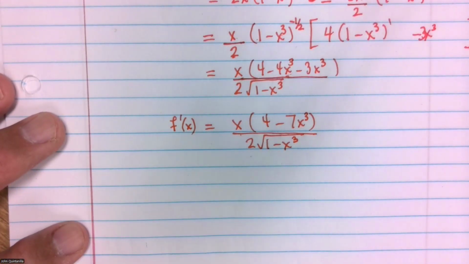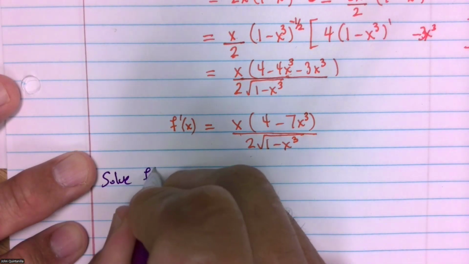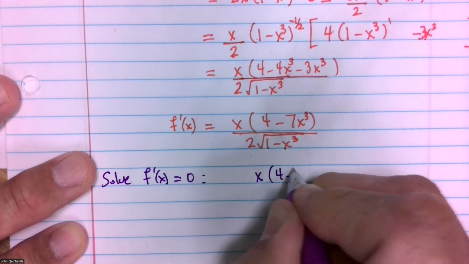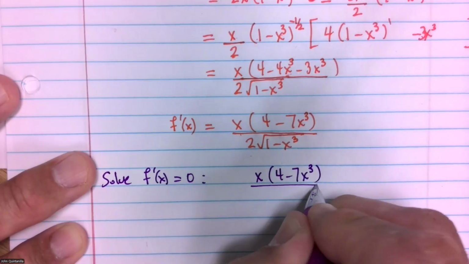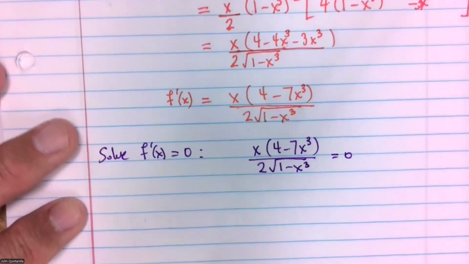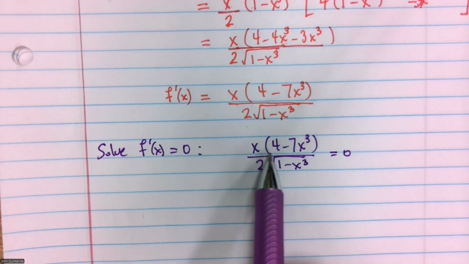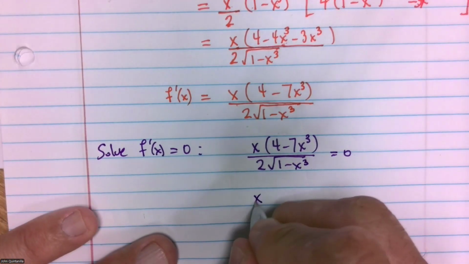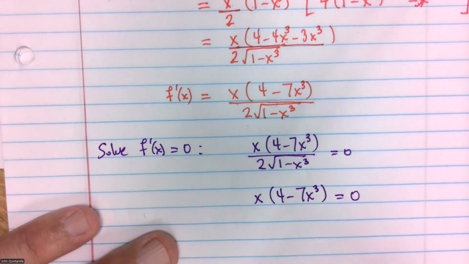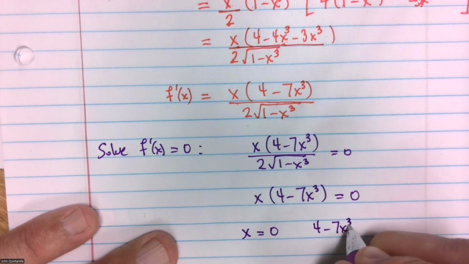Now to find where the tangent line is horizontal, I solve f prime of x equal to 0. So I have x times 4 minus 7x cubed over 2 times the square root of 1 minus x cubed is equal to 0. Well, I can multiply up the denominator. Said another way, a fraction is equal to 0 exactly when the numerator is equal to 0. So x times 4 minus 7x to the third equals 0. And so this happens in two places: where x is equal to 0 and where 4 minus 7x cubed is equal to 0.